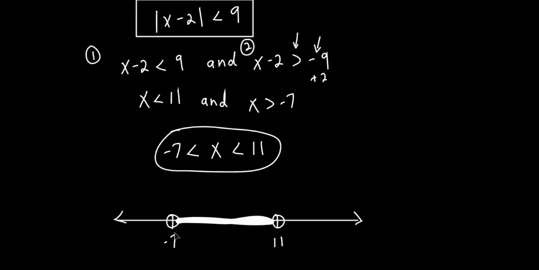Does negative 7 work? No. Let's try it. Negative 7 minus 2 is negative 9. Absolute value of negative 9 is 9. Is 9 less than 9? No. Same thing with 11. Make sense? Okay.